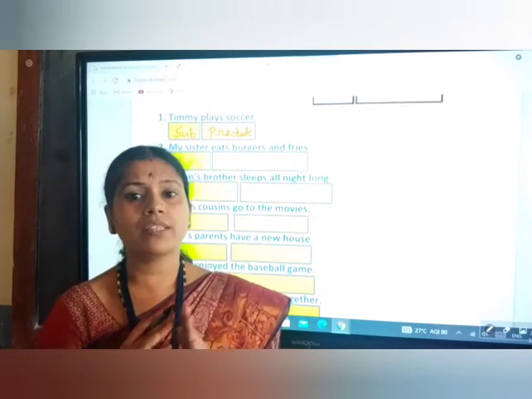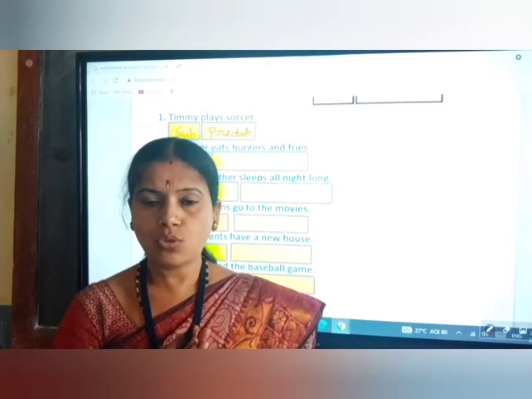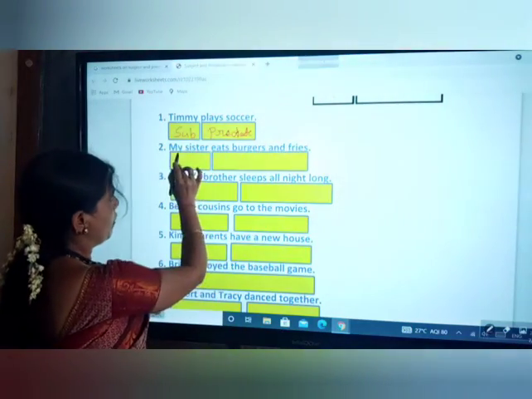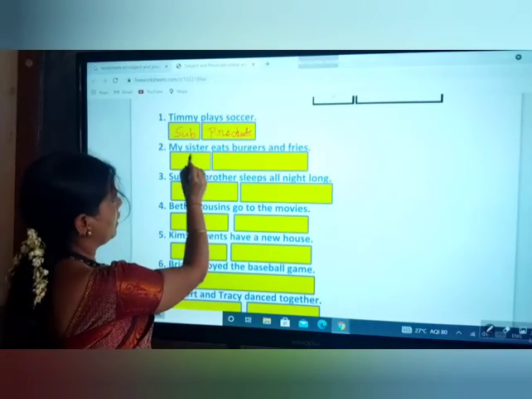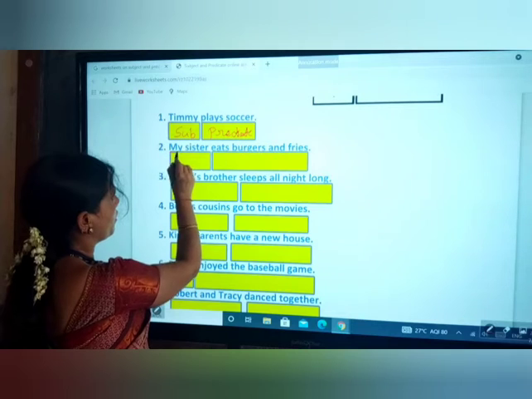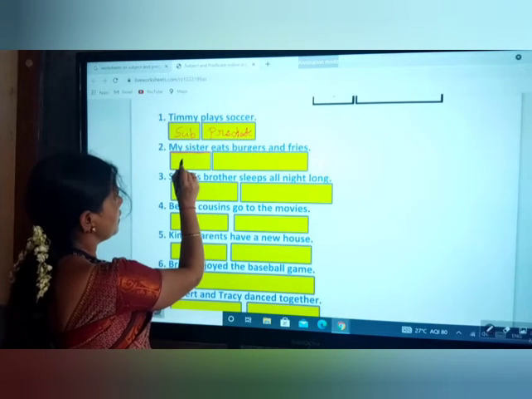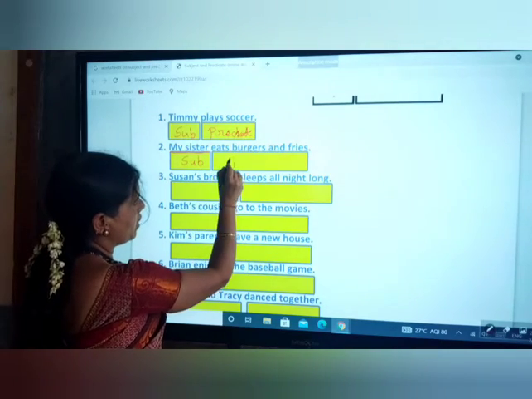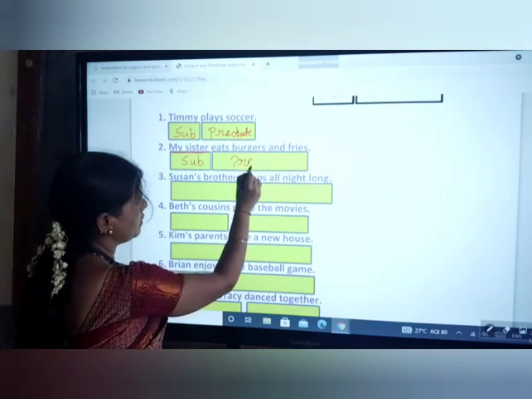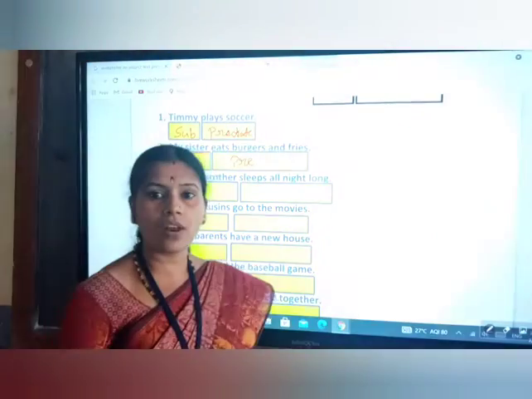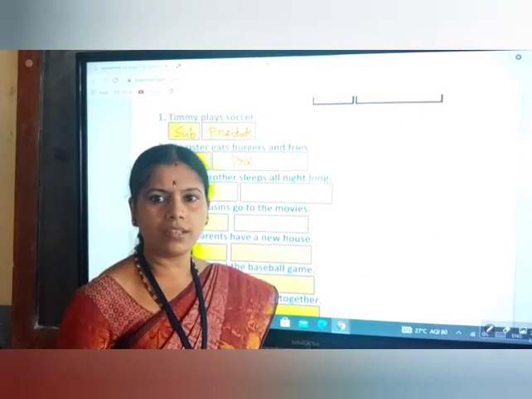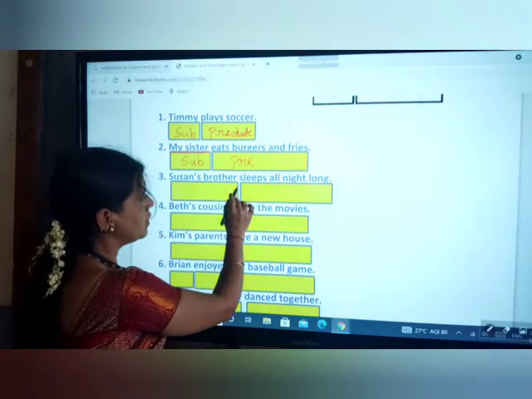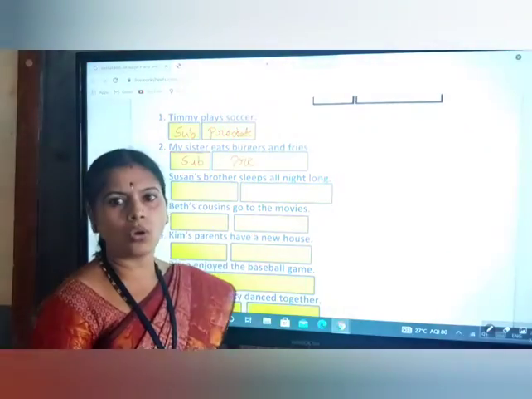Tell me which one is the noun or pronoun here. So who is doing the action here? See here, my sister eats burgers, and here my sister, from here to here, is the subject. My sister is the subject, whereas the action done by my sister, she eats burgers and fries, is the predicate. Third example: Susan's brother sleeps all night long.